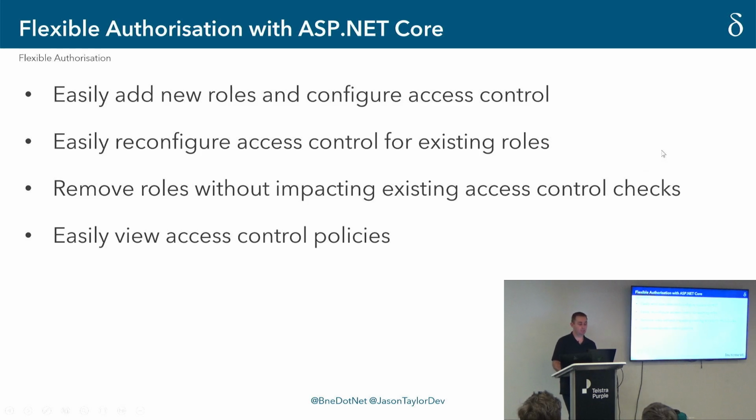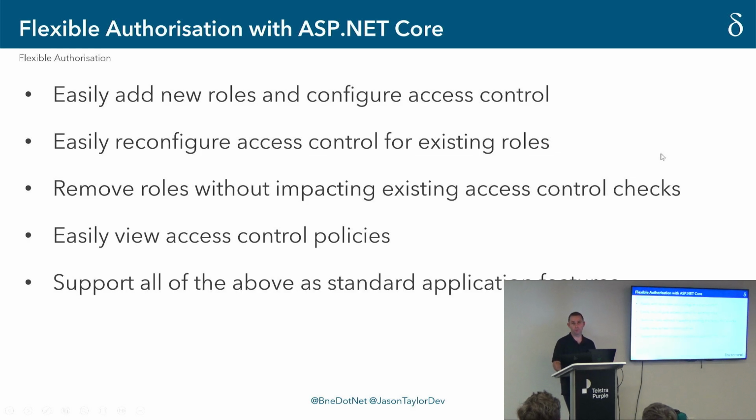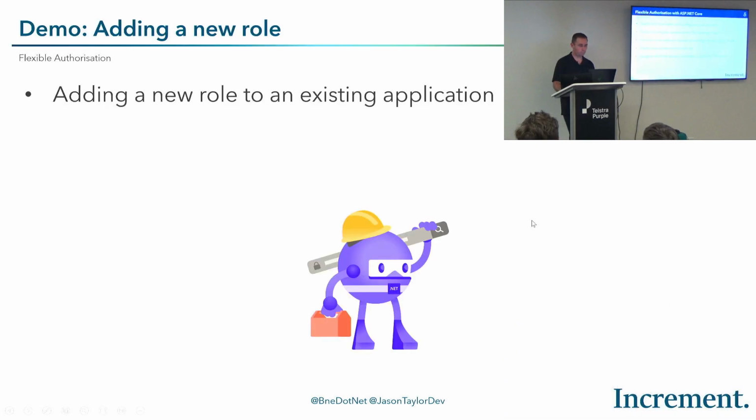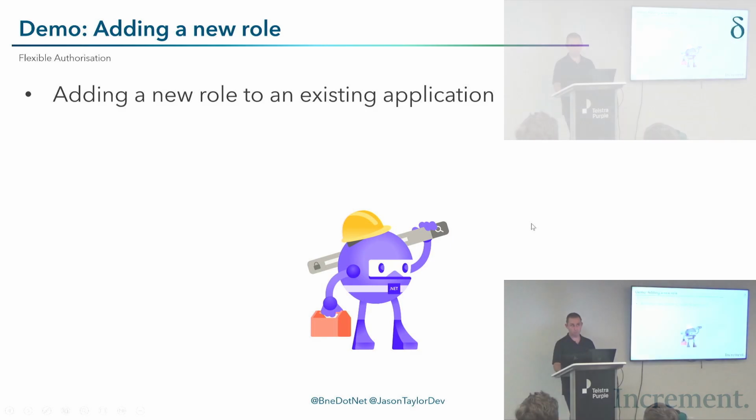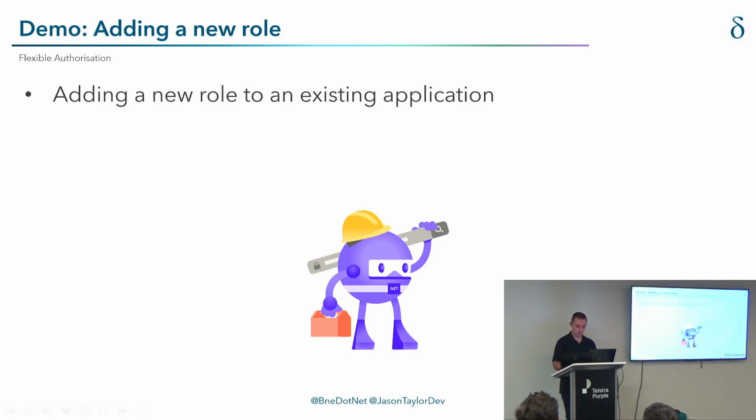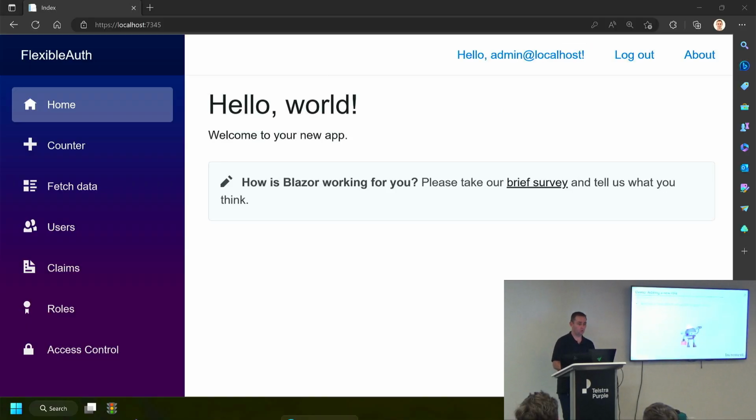It should be easy to view access control policies. Not just me, a developer looking at code, but the business. They should be able to see what the policies are and reconfigure them. And it should support all of the above as standard application features, right? They shouldn't need a developer to do any of this. So let's have a look at the flexible approach to authorization with ASP.NET Core and do the same thing. We'll add in the new auditor role.